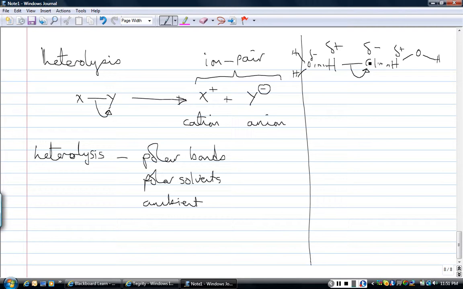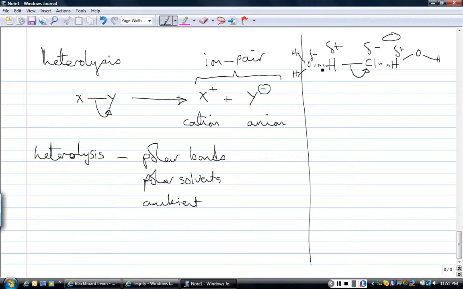If the molecule is non-polar, then the best I can do is form van der Waals bonds. Van der Waals bonds are not particularly strong, they will not help in the scission of the bond. Therefore, heterolysis would be encouraged not just by polar bonds, but by polar solvents.